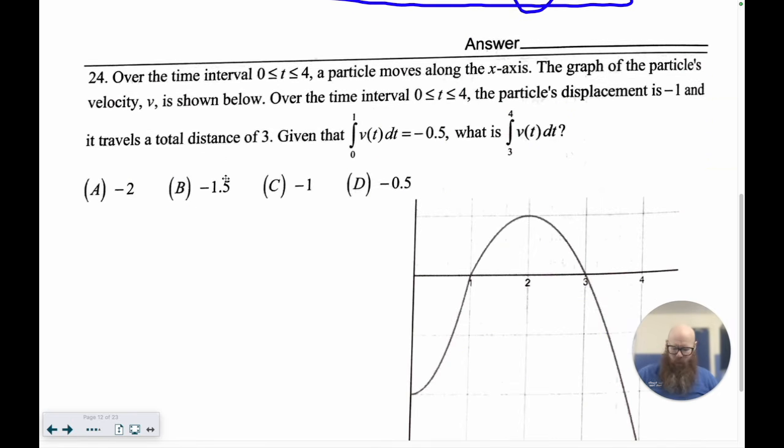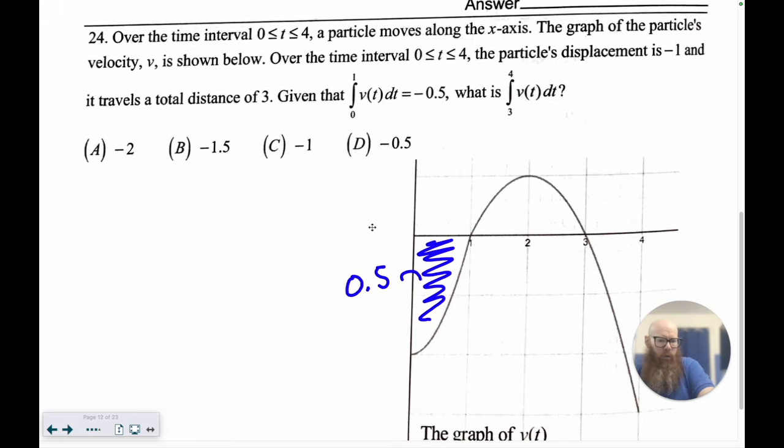Now, number 24. We've got this interval given, so we were given some things. What is the integral from 3 to 4? What we know is that the integral from 0 to 1 of v of t that we're looking at is negative 0.5. So that means this area here is 0.5, but because it's below the x-axis, that's negative. But I'm going to leave it like that.